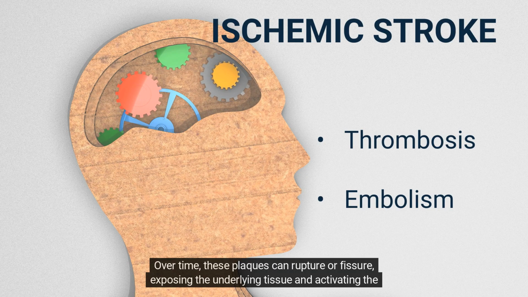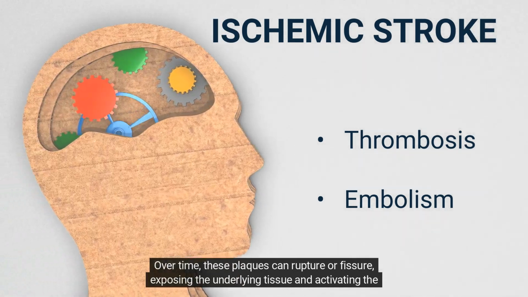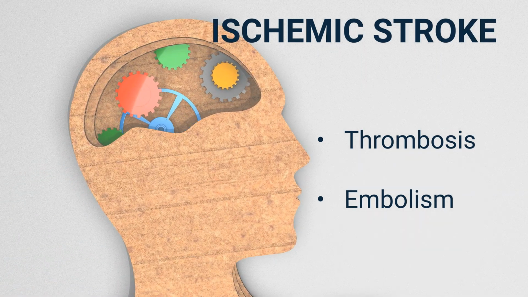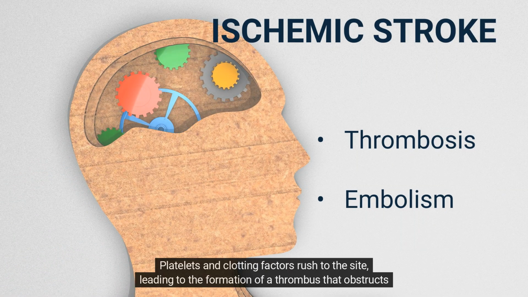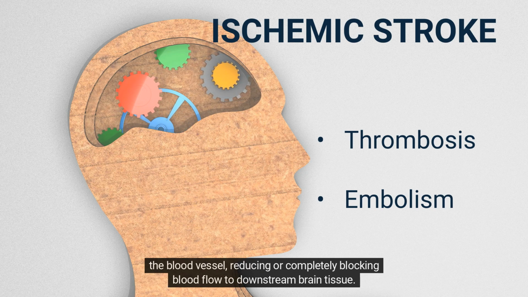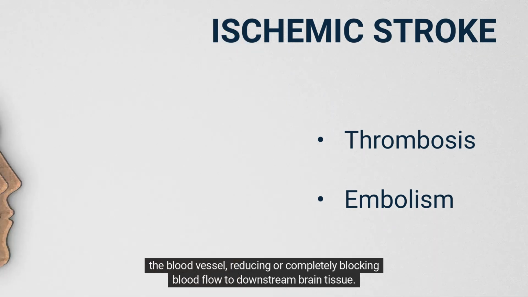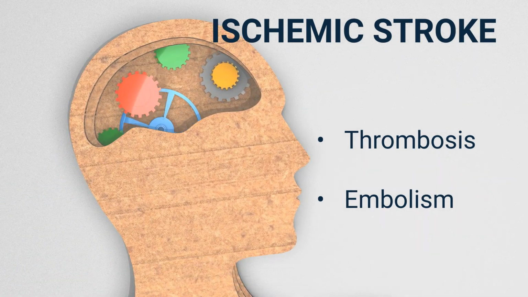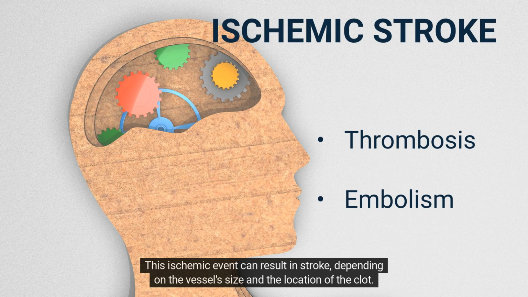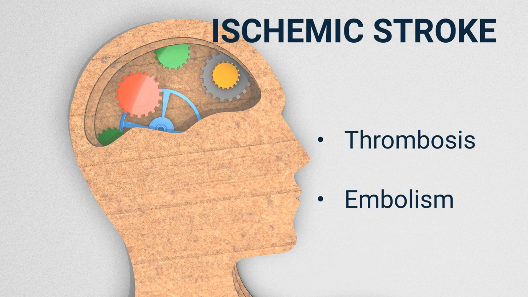Over time, these plaques can rupture or fissure, exposing the underlying tissue and activating the body's clotting mechanism. Platelets and clotting factors rush to the site, leading to the formation of a thrombus that obstructs the blood vessel, reducing or completely blocking blood flow to downstream brain tissue. This ischemic event can result in stroke, depending on the vessel's size and the location of the clot.